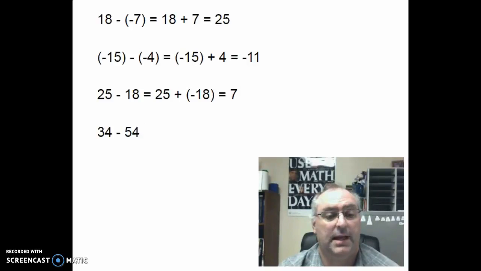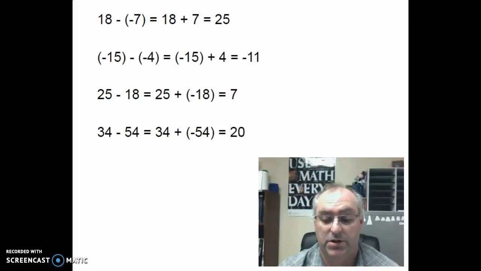Here's another example. 34 minus 54. Now again, we do keep, change, change. We get 34. Subtraction becomes addition. That's a positive 54, so we make it a negative 54. And now again, we have two numbers with different signs, so we find the difference. The difference of 54 and 34 is 20. And since negative 54 has the larger absolute value, our answer is negative 20.